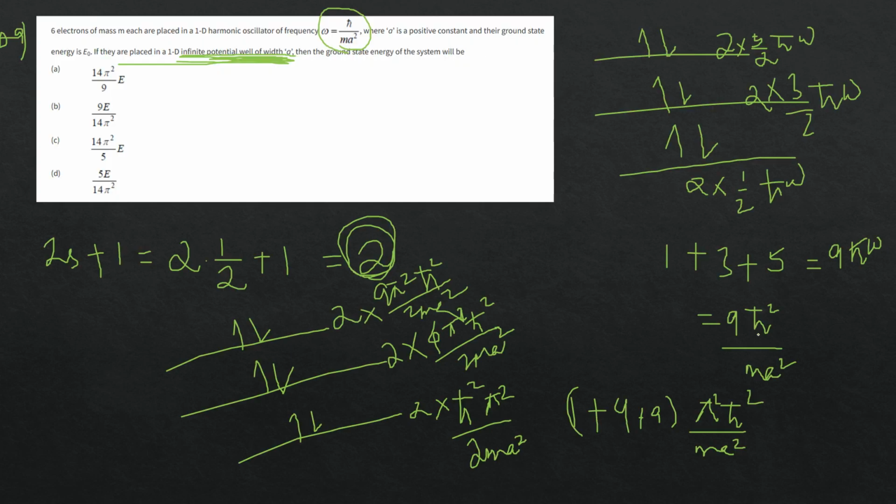Alright, so I can see this is E naught. E naught or E? Take it as E, because the question gives E naught, but they are giving the answer in E. So take it as E only. E is equal to this much.